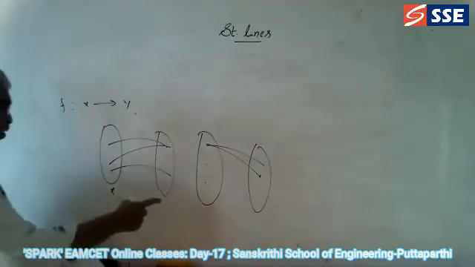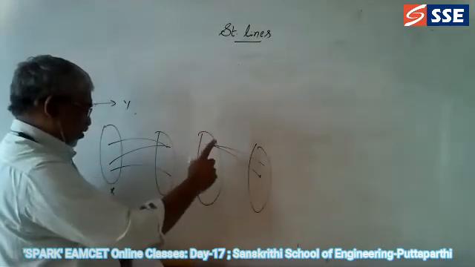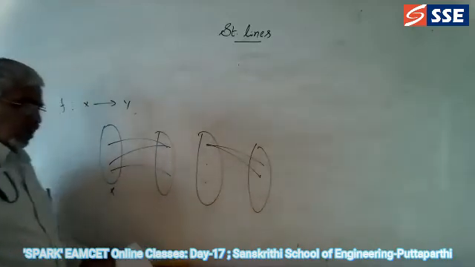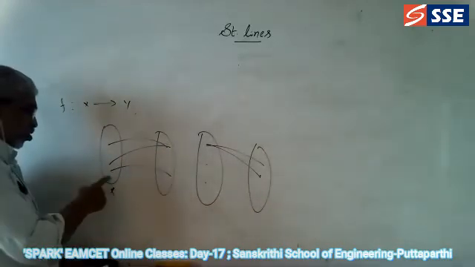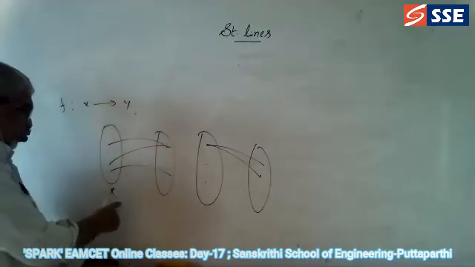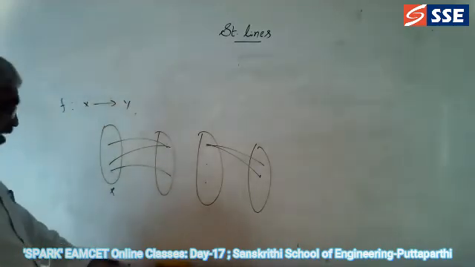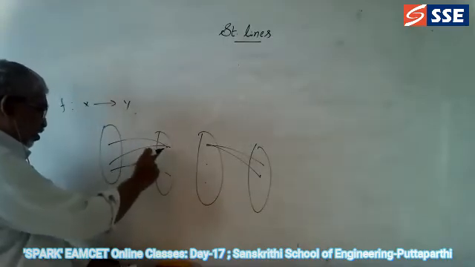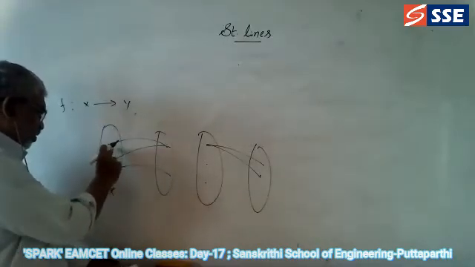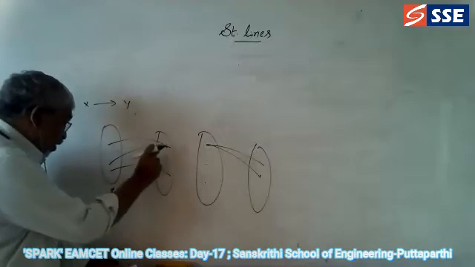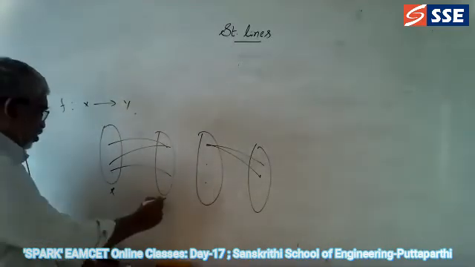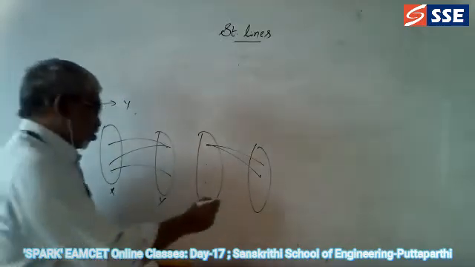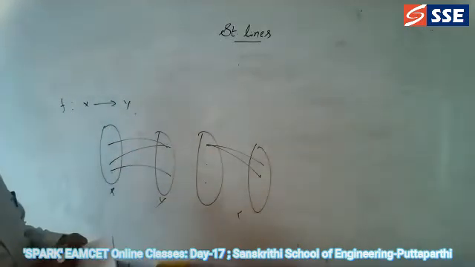Why? Because this one goes to two things. Also, there are some elements which do not have an image. This is called an image, and this is called the pre-image of this one. This is the domain, and this is the codomain or range. So for every element of X, there must be only a unique Y. So this is not a function, and this is a function.